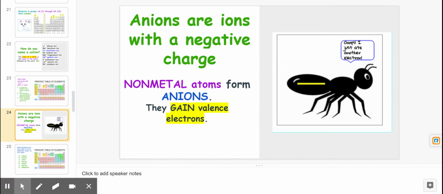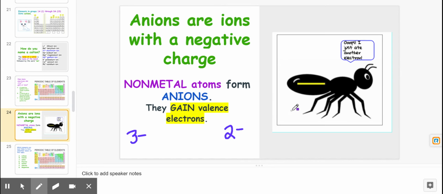Remember, anions are negatively charged ions, and nonmetals form anions. So the nonmetal elements, we need to know where those are and know that those are the ones that are going to form negatively charged ions. A negatively charged ion will have a charge and look like something with 2 minus, 3 minus, or just 1 minus. That's what the charge of an anion looks like.